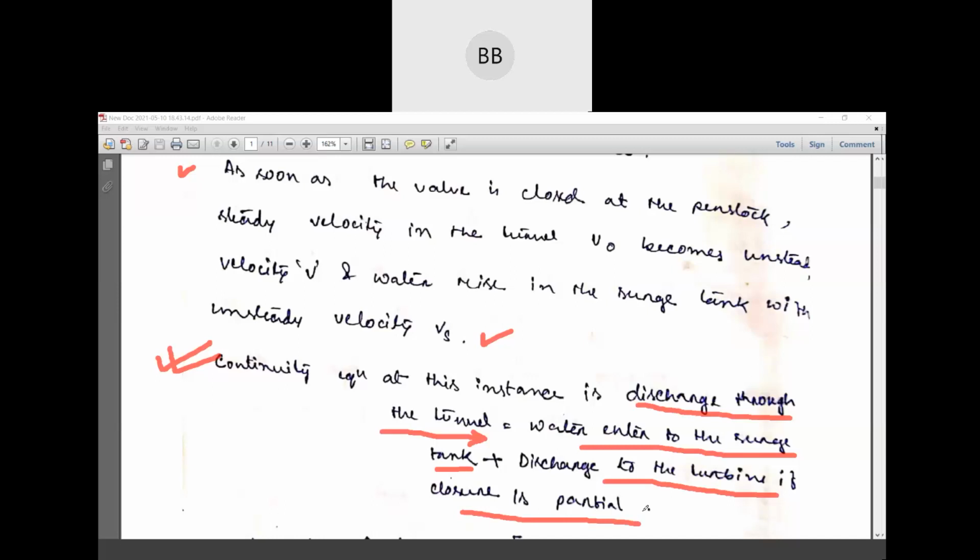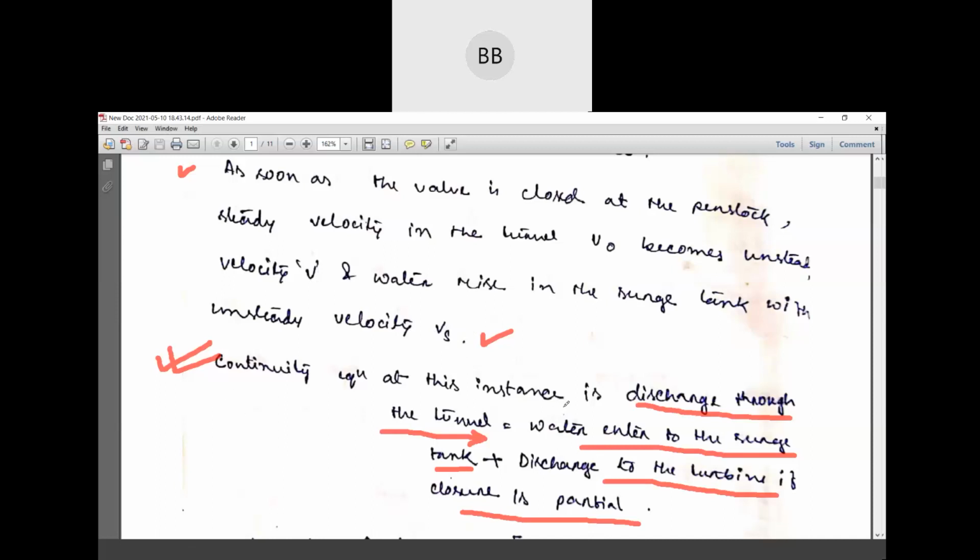So when we half close the valve, then also we can see this situation. Whenever you are trying to close the valve, you can observe that steady velocity becomes unsteady, and the rise of water level in the surge tank is also increasing with an unsteady velocity Vs. That capital V is in the tunnel and V suffix s is in the surge tank.